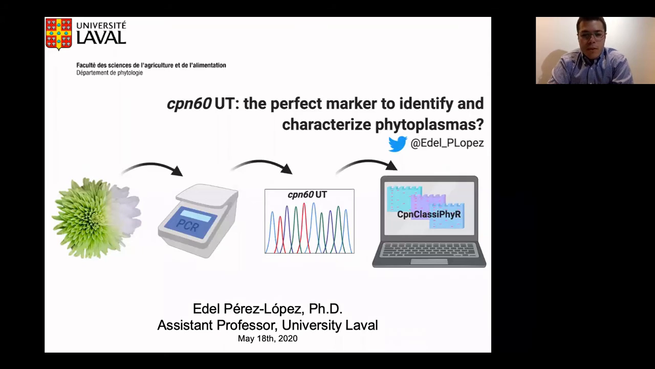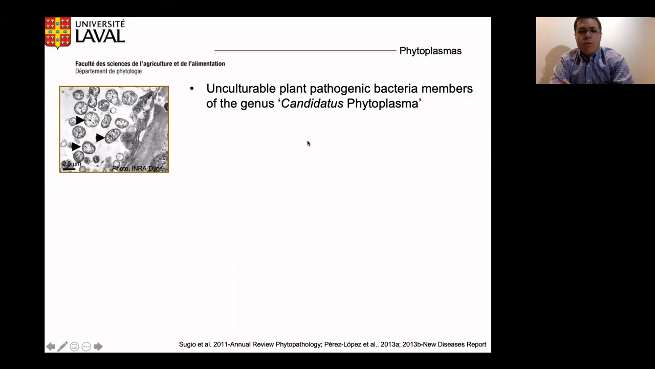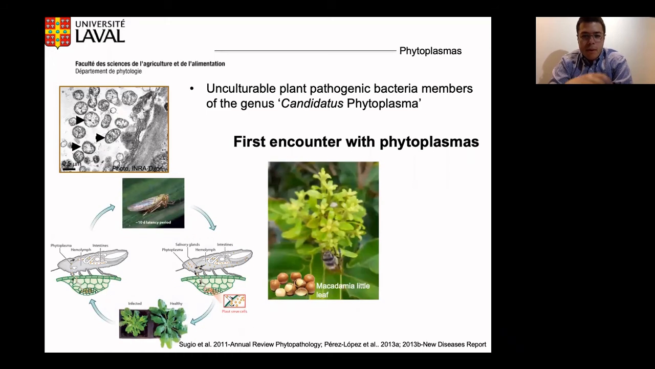So phytoplasmas are unculturable plant pathogenic bacteria, members of the genus Candidatus Phytoplasma, and they are transmitted by insects, mainly leafhoppers. My first encounter with phytoplasma was in Cuba when I was working in a research institute that takes care of fruits. So we found phytoplasma affecting macadamia and nuts.